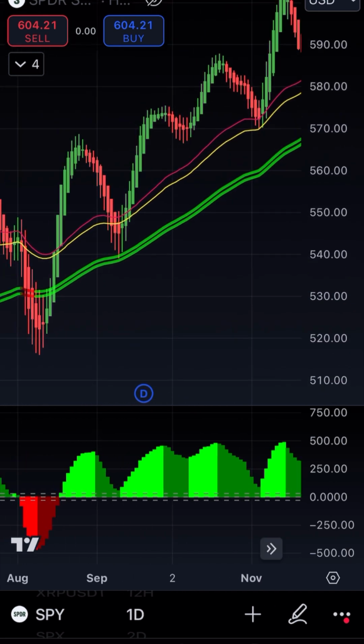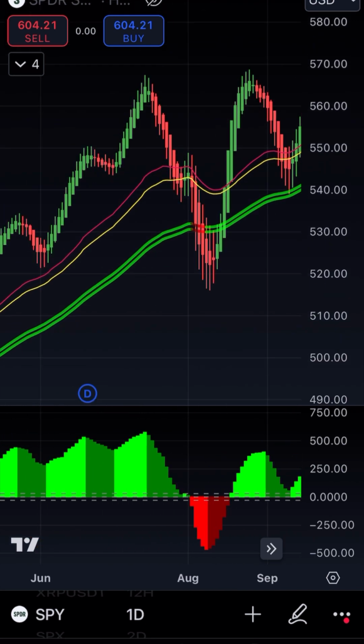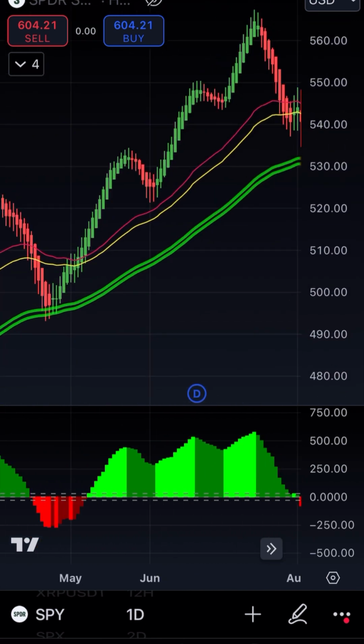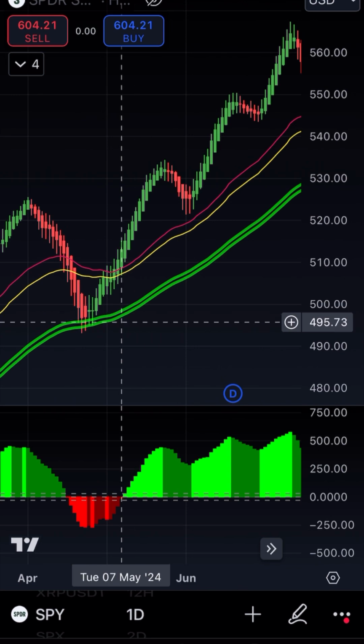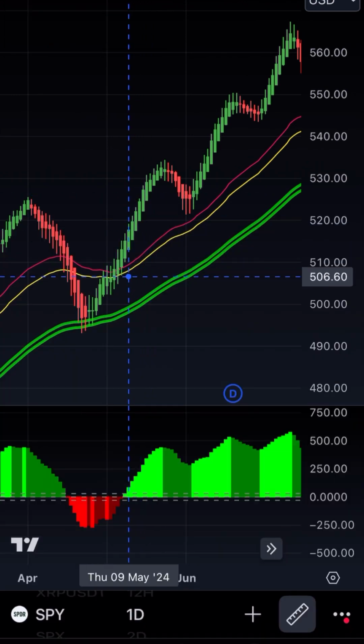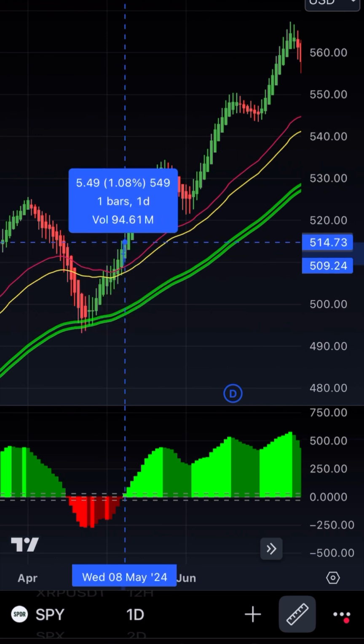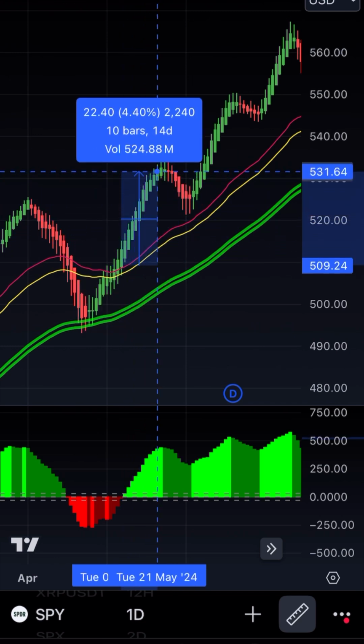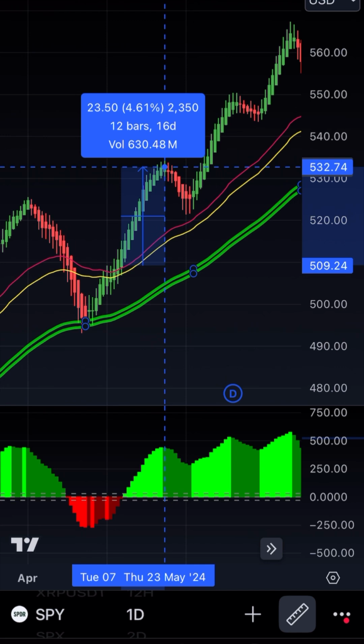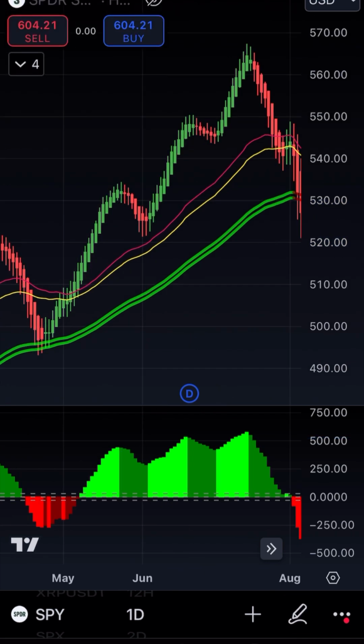So let's real quickly check these last couple of times when it started getting bullish. If you came in right about here, and you rode this out, it goes from dark red into light green. If you bought your contract here and rode it out, this one is a $23 difference in price in 16 days, and you would have made about $2,350.